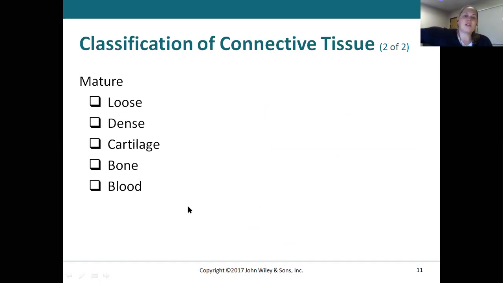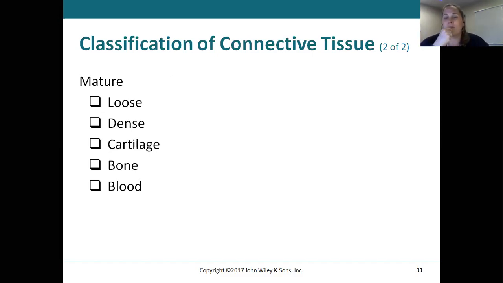So you can see here that there are other types of connective tissues as well: loose, dense, cartilage, bone, and blood. Loose would be areolar, adipose, and reticular tissues. Those are all examples of, mature as an adult, the types of tissues that you would see. So those are different types of loose. Dense would be things like dense regular, dense irregular, elastic. Those are all types of dense tissues.